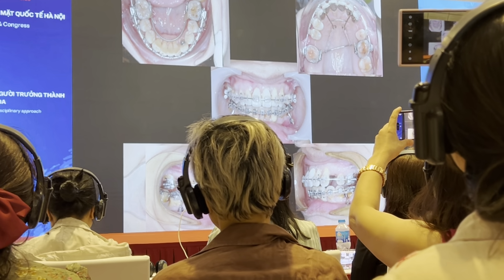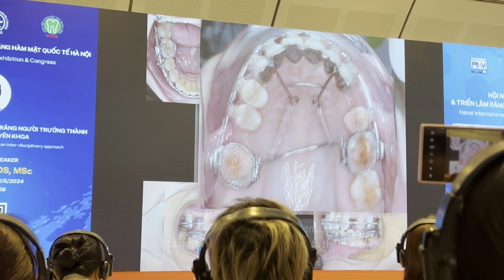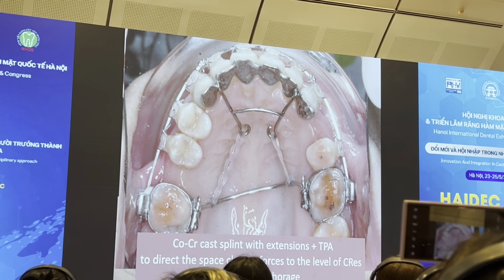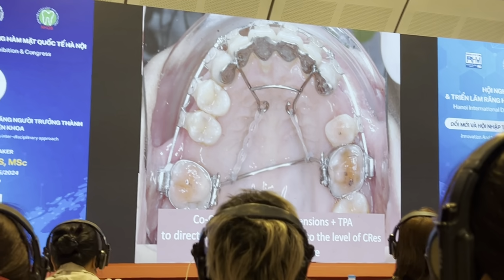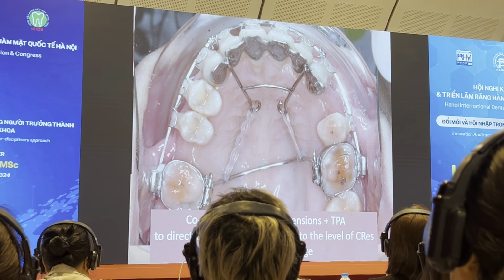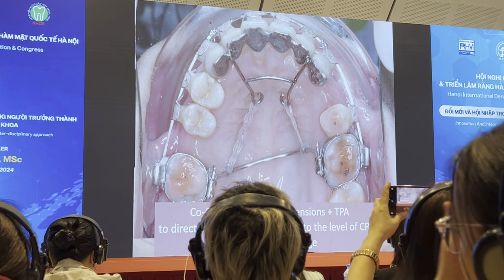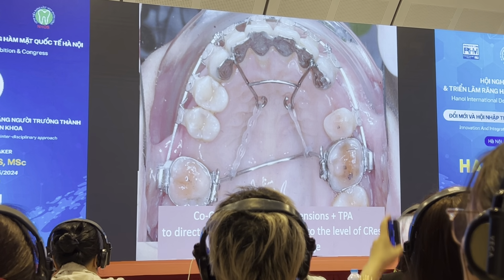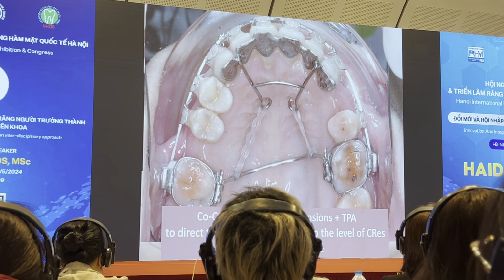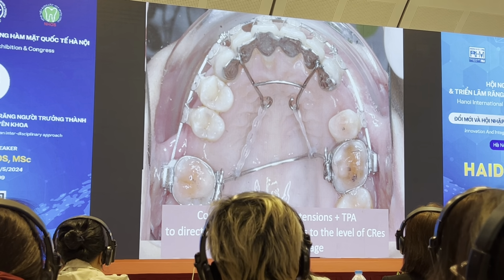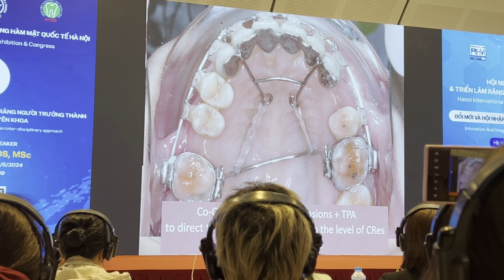After the upper space was closed, upper incisors and canines were cemented with a cobalt-chromium cast beam with extensions to direct the space closure force at the level of the center of resistance of the teeth, which was deeper towards the palate. It was again to reduce friction. Reciprocal anchorage was used for space closure as planned.